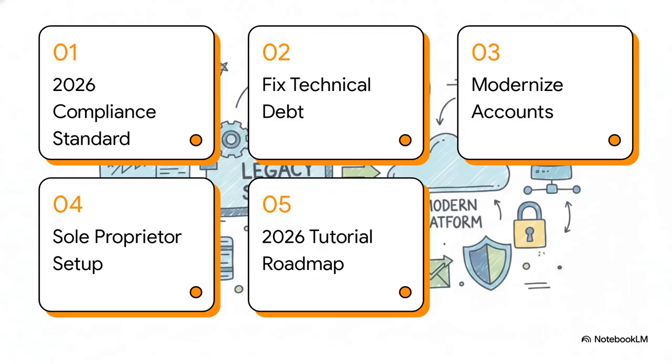Let's take a quick look at the agenda for today's Explainer. We'll start with the 2026 compliance standard. Then we'll look at fixing legacy technical debt, modernizing the chart of accounts, examining some specific sole proprietor setup examples, and finally, mapping out the 2026 tutorial roadmap. Let's get right into it.